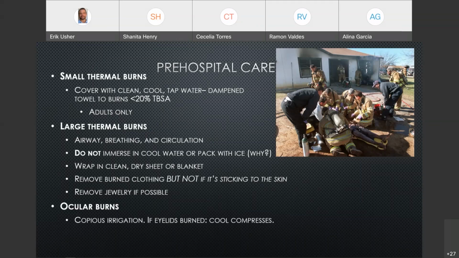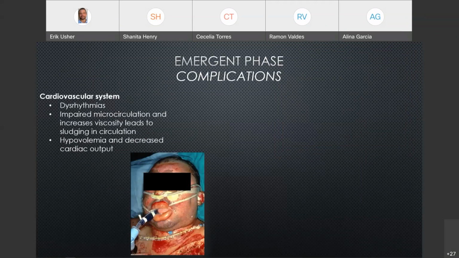Ocular burns: copious irrigation. If the eyelids are burned, we can give some cool compresses. In the emergency department, pain and infection management, we can check the pressures in the eye with a tonometer, and they need to follow up with an ophthalmologist. I mean, that's definitely specialized care. So let's talk about some of the complications.